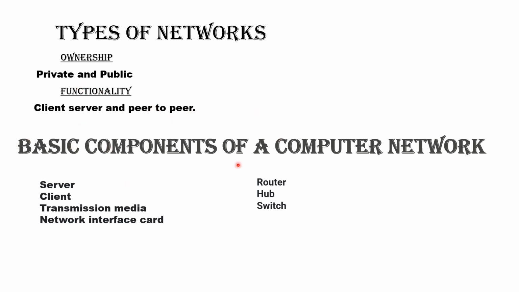Then there's the basic components of a computer network. The basic components are the things or entities that, brought together, form a computer network or a network. They work together to actually form a network. There is the server, there is the client, there is the transmission network, there's the transmission media, there's the network interface card, there is the router, there is the hub, there is the switch. So all these components work together, are brought together to form a computer network or a network.